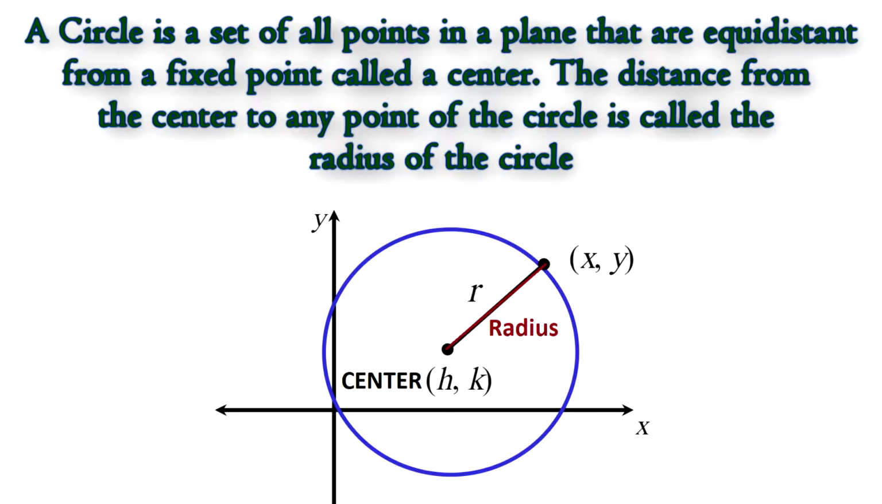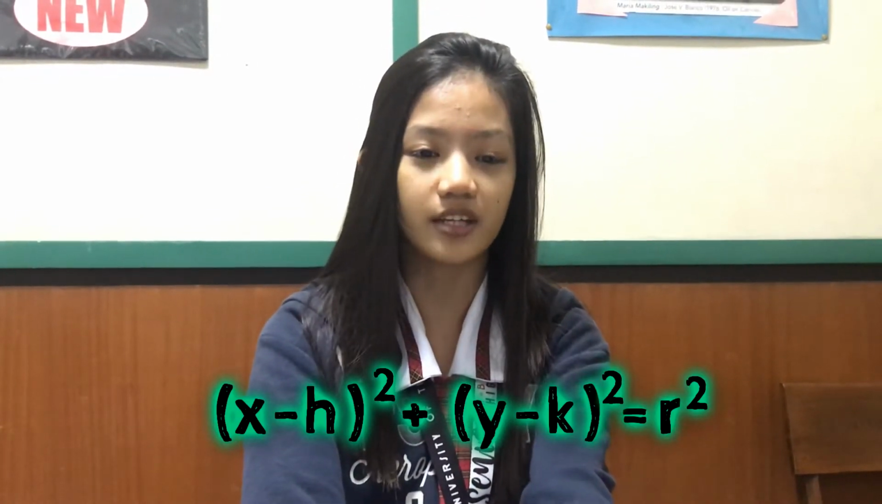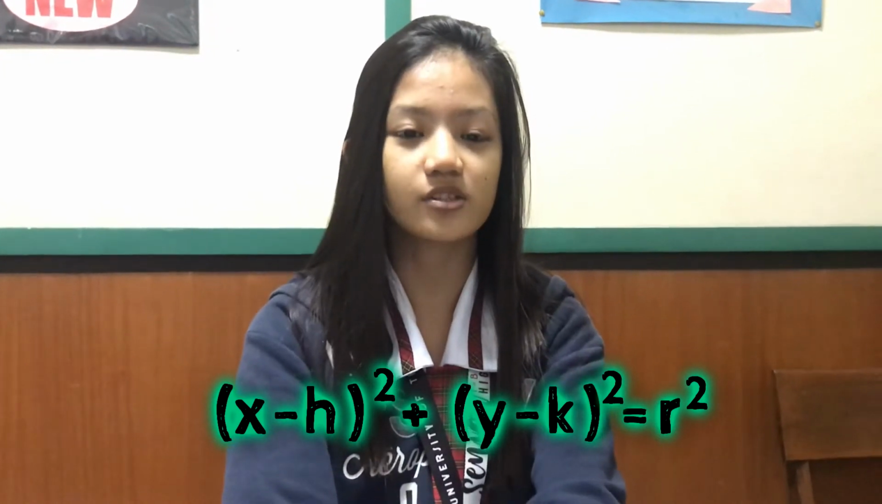The first topic is circle. So, let us first know what a circle is. A circle is a set of all points in a plane that are equidistant from a fixed point called the center. The distance from the center to any point on the circle is called the radius of the circle. The standard form of a circle is the quantity of x minus h squared plus the quantity of y minus k squared equals r squared.